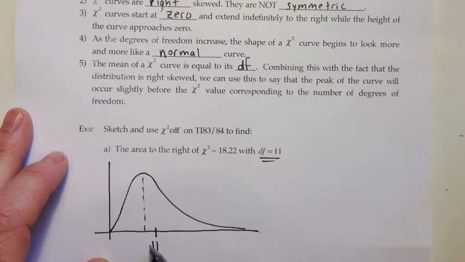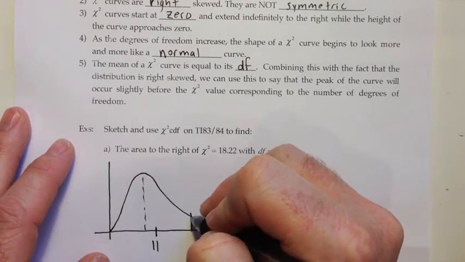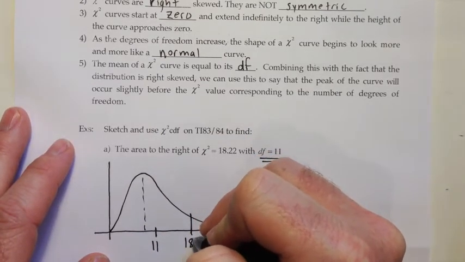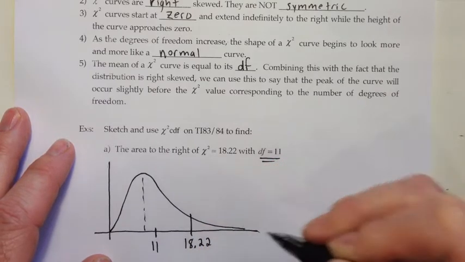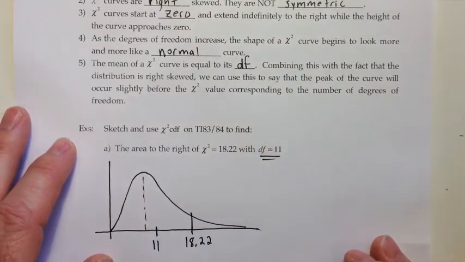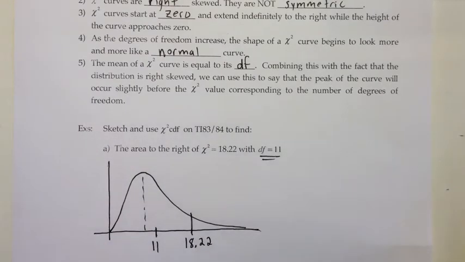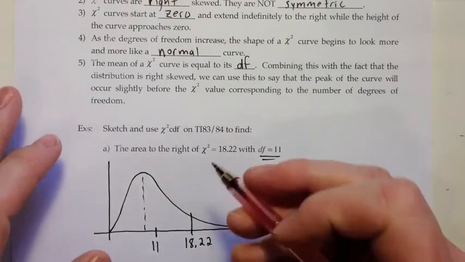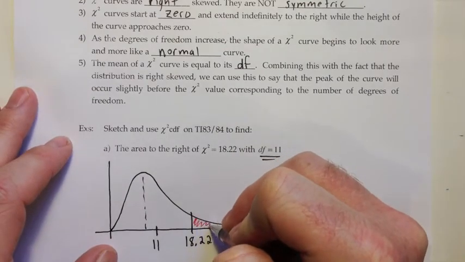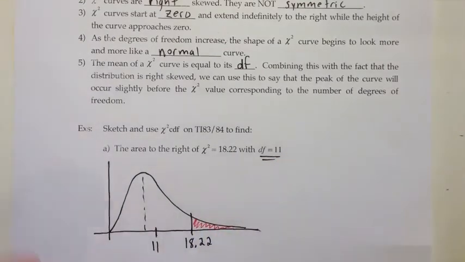So that just helps me know where to put this 18.22. This is 0, that's 11, so 18.22 would maybe be right around here. If this were a t-curve or a z-curve, I would expect that to be way out to the right, but if the peak is near 11, then 18.22 is not too far out in the tail. And then they want us to find the area to the right of that, so I'm going to shade that in. This is what I'm looking for.